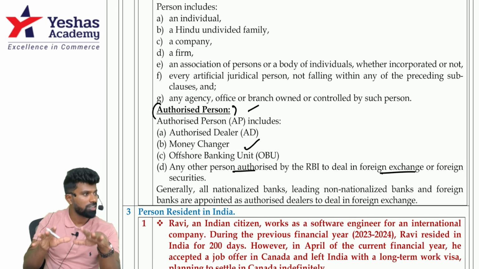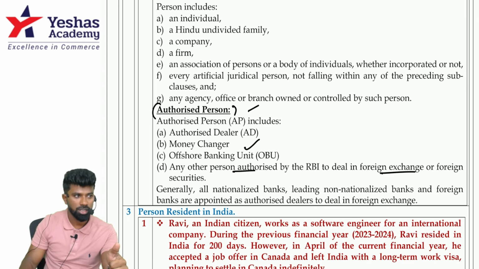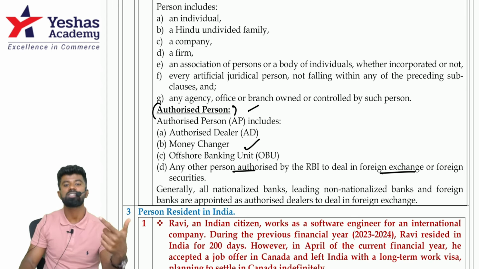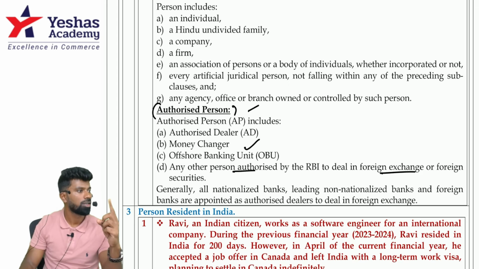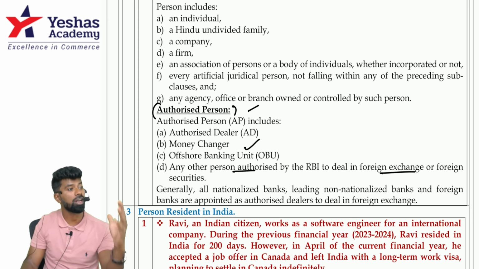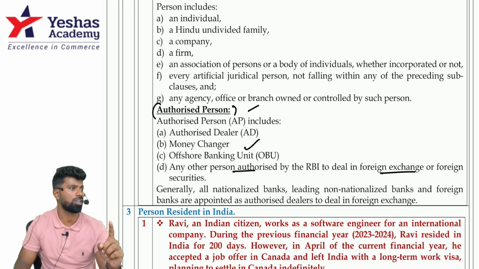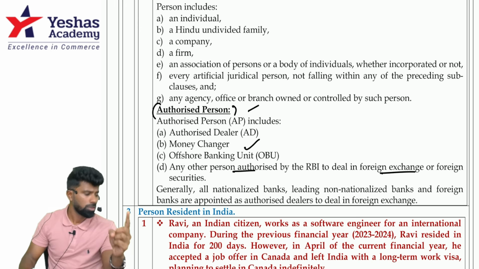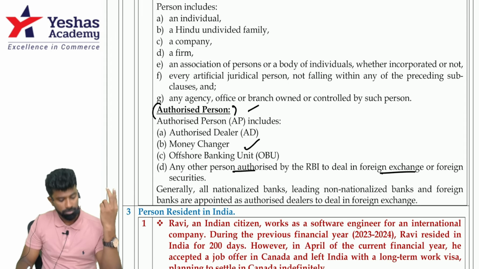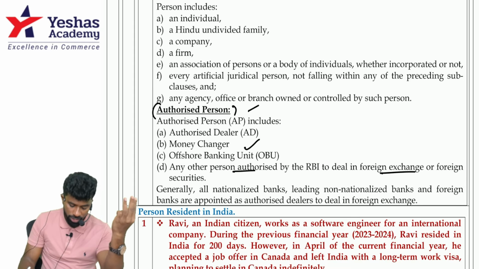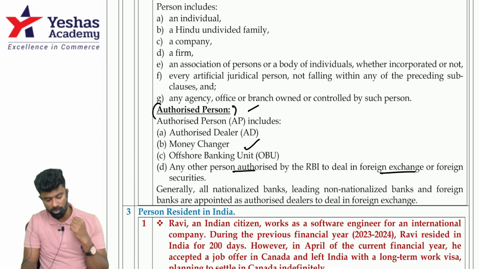Are you guys clear with the definition of authorized persons? Yes or no? Tell me the topics we discussed till now. The first topic is FEMA, definition of foreign exchange. Second one, foreign securities. Third one, person resident of India. Fourth one, person. Fifth one, authorized person. Out of all these, remember the definition of authorized person. Who is an authorized person? Authorized dealer, money changer, offshore banking unit, any other person authorized by the RBI.